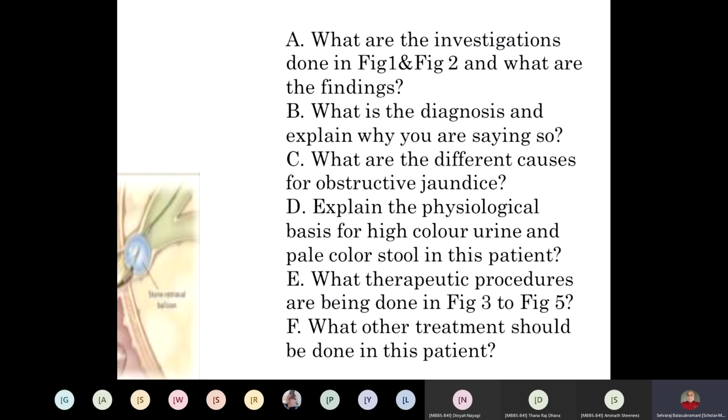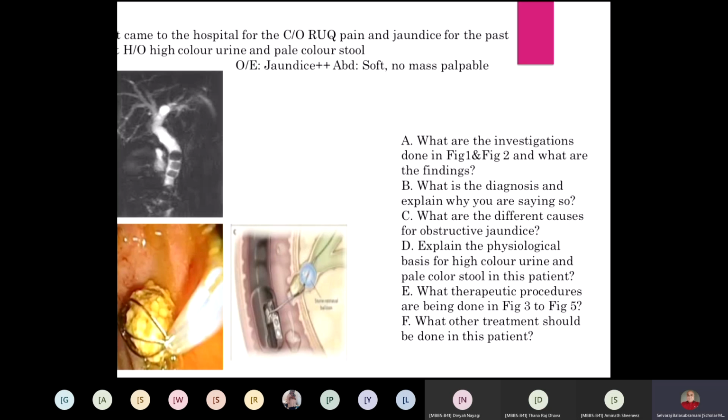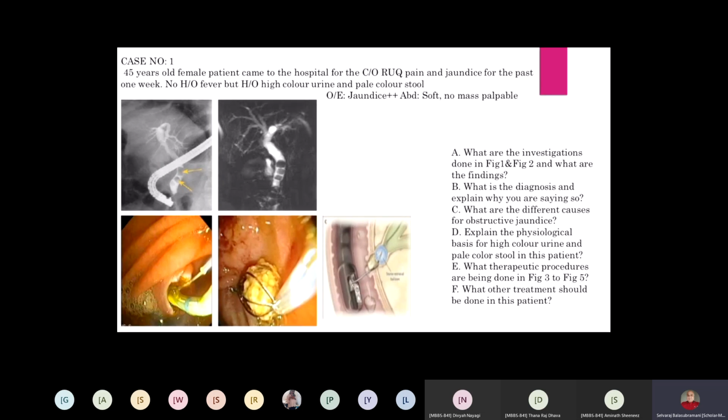Explain the physiological basis for high color urine and pale color stool in this patient, because in the history they are telling high color urine and pale color stool. What is the cause for the high color urine? Presence of conjugated bilirubin in the urine. Very good.